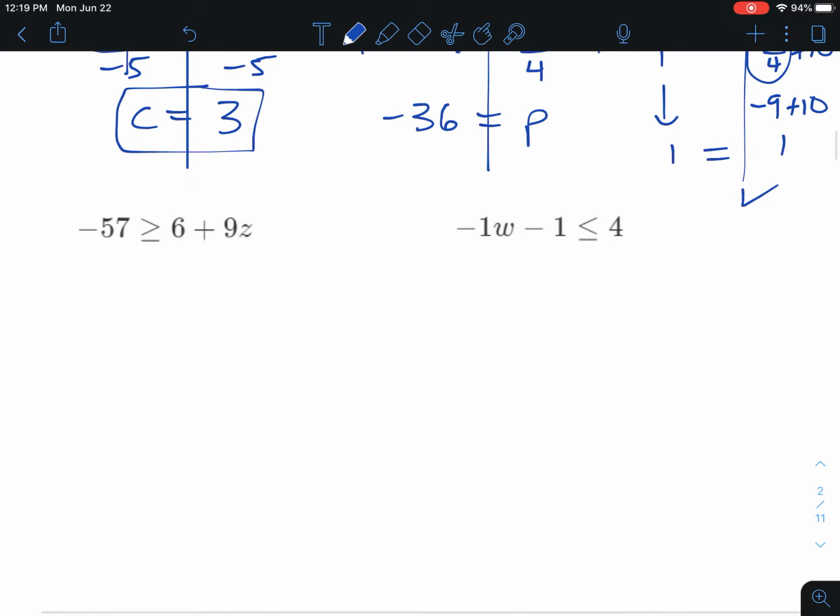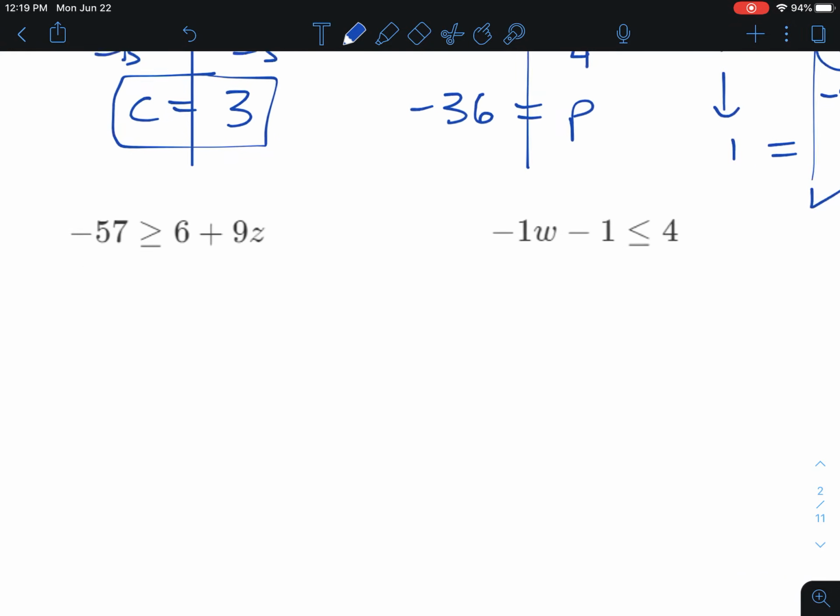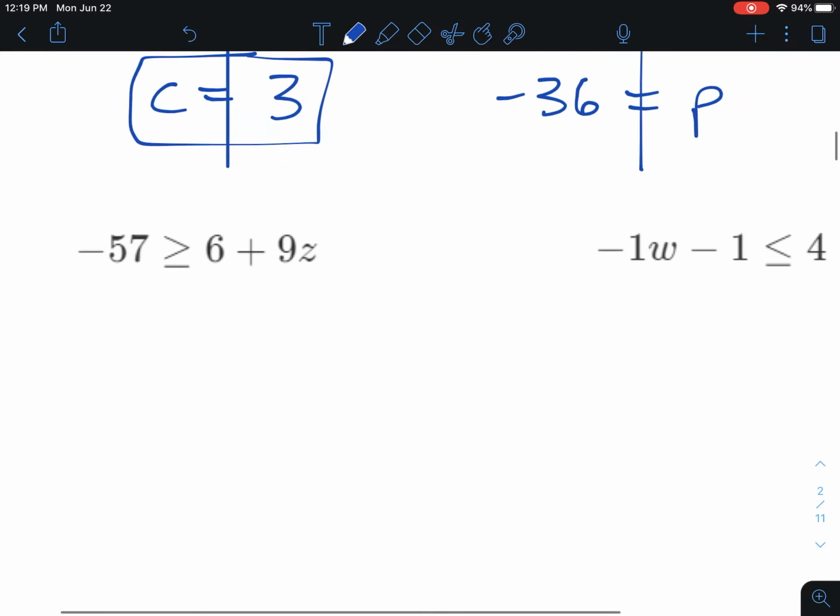To solve a two-step inequality, do the same two steps you normally do. Just be careful if you divide by a negative. We're going to see that pretty soon. So here's our variable term. Can't touch that. Get rid of your 6. It's a positive, so we're going to subtract it from both sides.